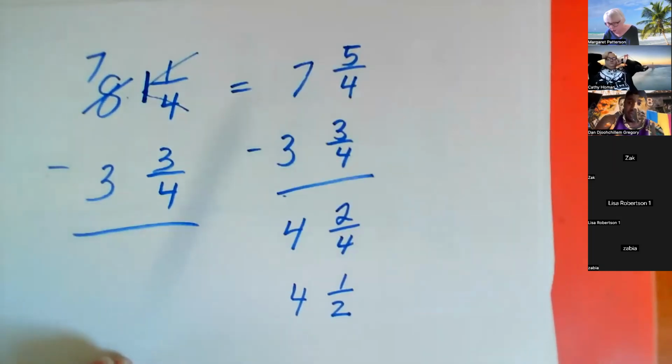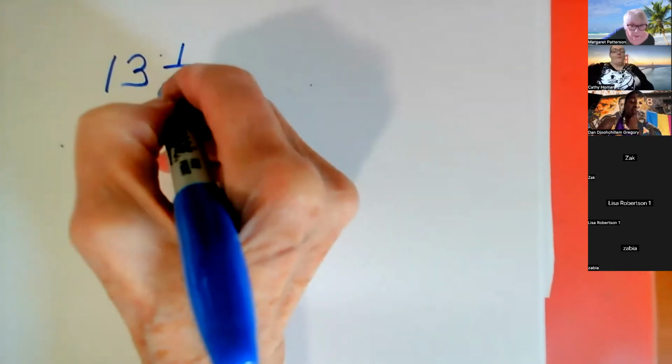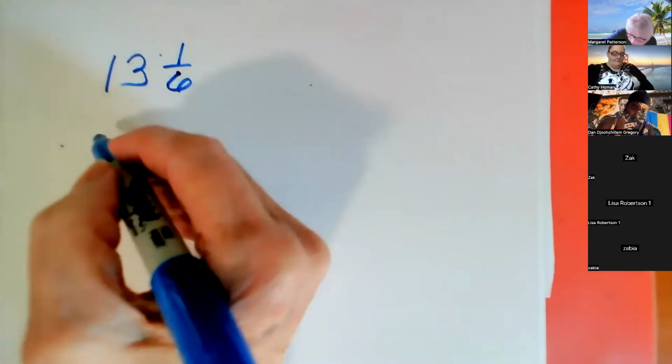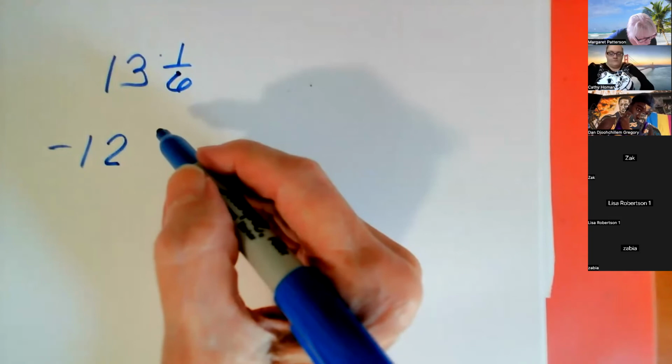There's other ways to do it. And honestly, probably everything I could show you could be done multiple ways. But I'm going to do one more like that. 13 1/6 minus 12 5/8, I think.